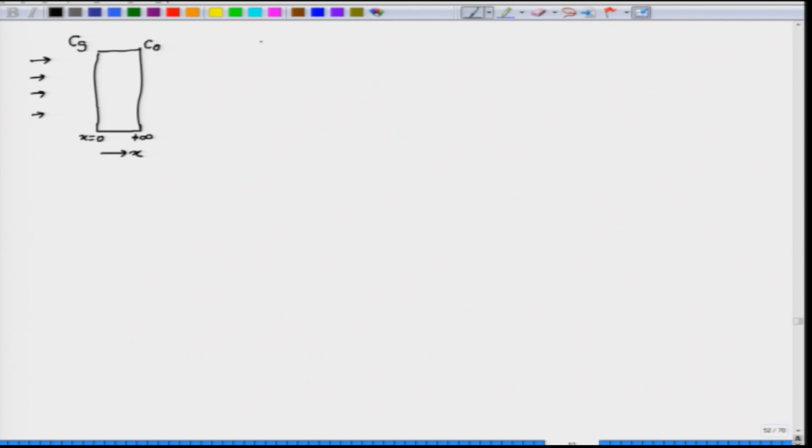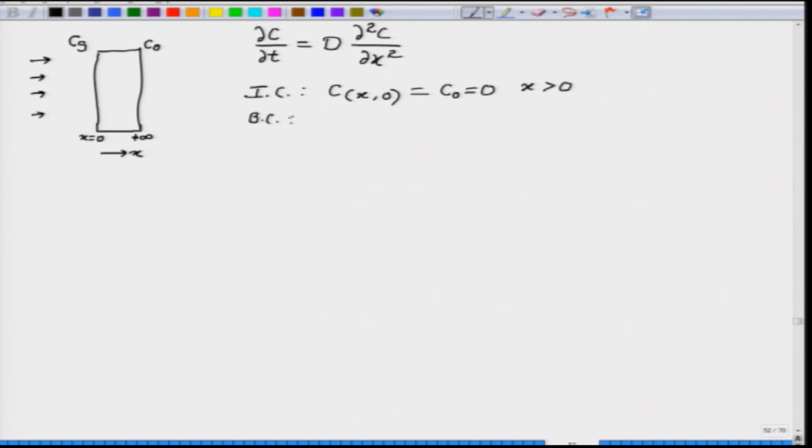So, we have to solve the diffusion equation dou C by dou t equal to D times dou 2 C by dou x 2, with the initial condition that the concentration at any x at time t equal to 0 is C 0, and in this case C 0 is 0 for all x greater than 0. And what are the boundary conditions?